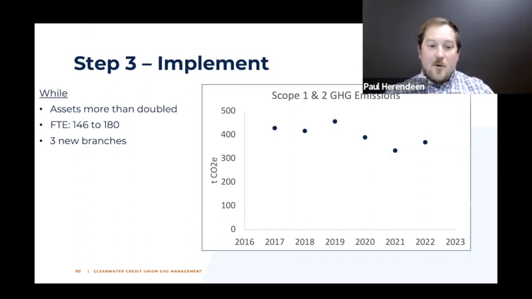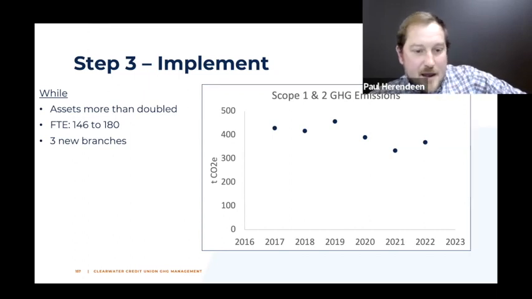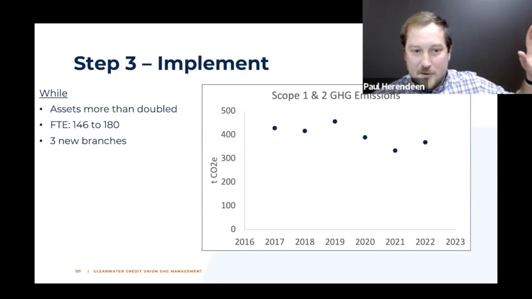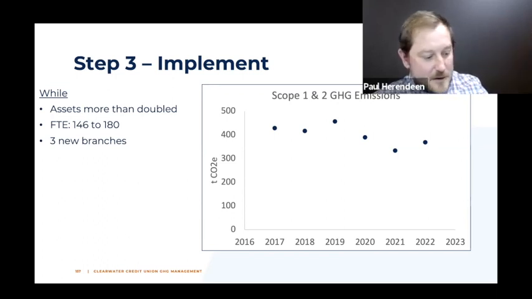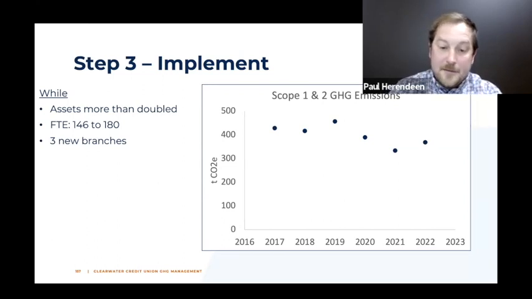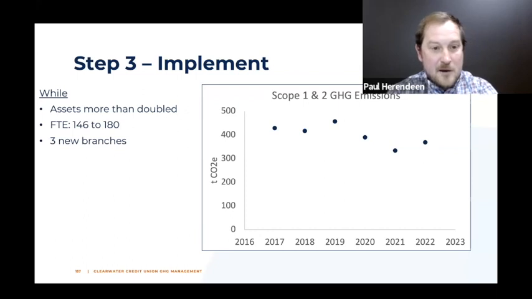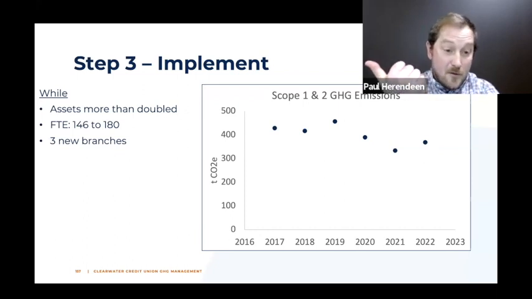All right, so this is going to be more on the implementation side. Of course, if you haven't done an inventory, absolutely do that first. A couple cool things here for implementing. The first thing I'll say is that the data shown cover a period when our assets more than doubled.